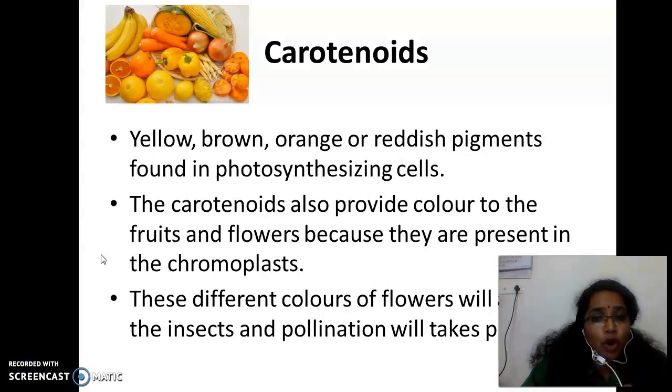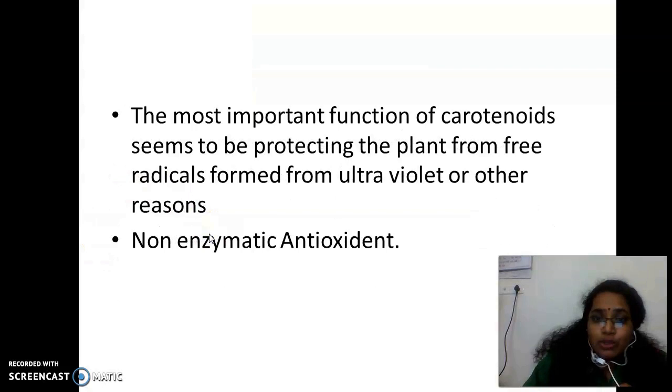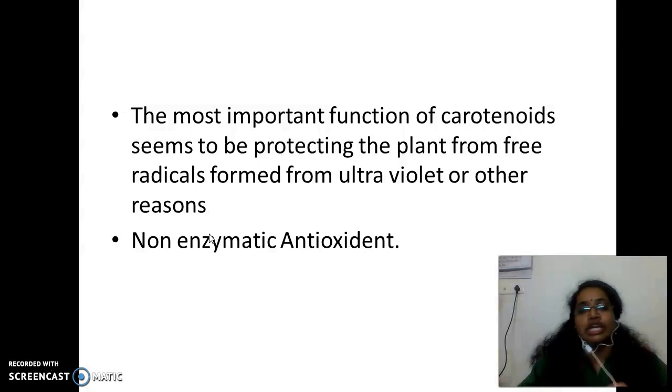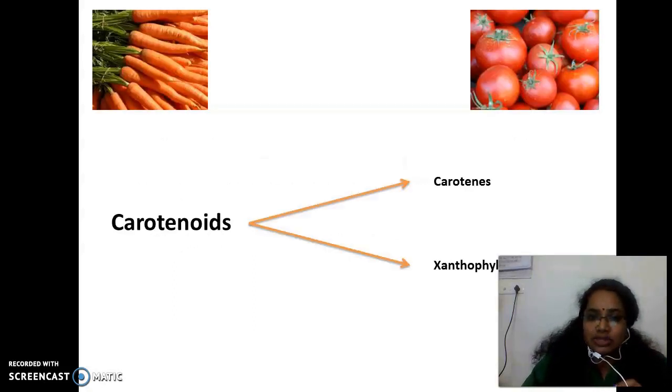Carotenoid is a yellow, brown, orange or red pigment found in photosynthetic cells. Carotenoids also provide color to fruits and flowers because they are present in the chromoplast. These different colors of fruit attract insects and help in pollination. The most important function of carotenoids seems to be protecting the plant from free radicals formed by ultraviolet rays or other stress conditions. Hence, carotenoid is also called a non-enzymatic antioxidant.